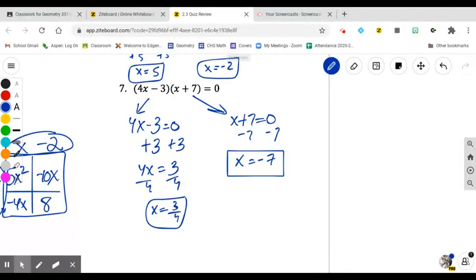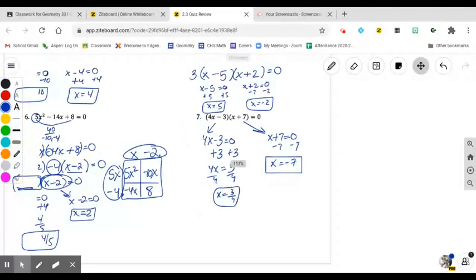And then you're done. So on your quiz today, there are 8 problems, and you are choosing to do any 6 of them. So you get to choose which 6 you complete.